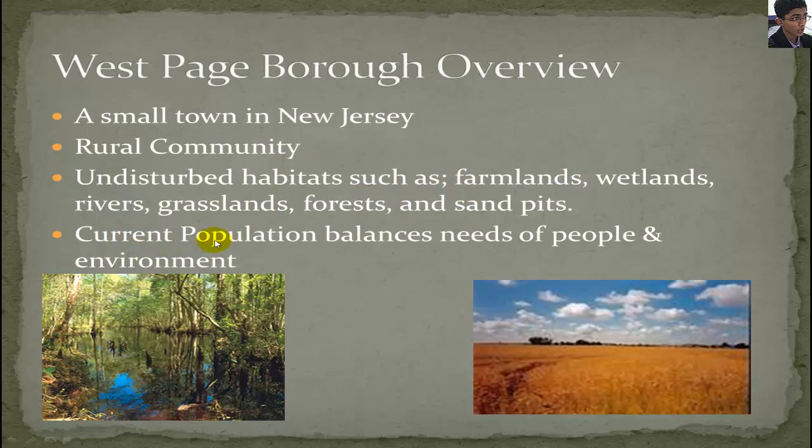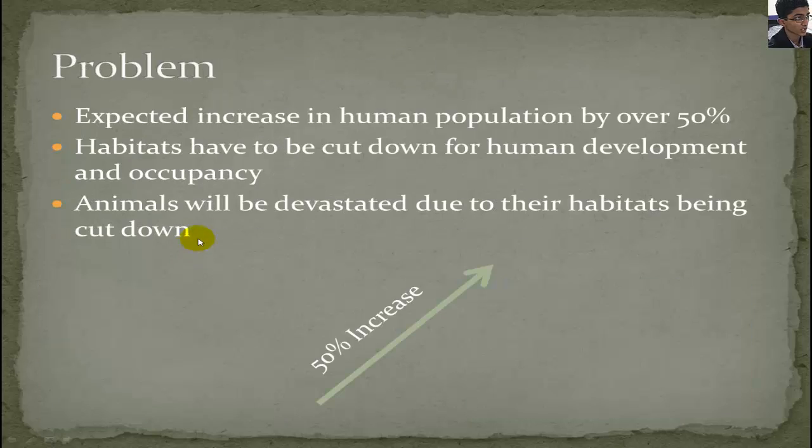And as you can see, the current population of West Page Borough balances the needs of the people as well as the environment. So what is the problem? Well, the expected problem is that there's an expected increase in human population by over 50%. And this means that habitats have to be cut down for human development and occupancy. And this can be a severe problem for many different animals that live in these habitats, due to the reason that their habitats are being cut down. And this can severely affect their populations. And so, by this 50% increase in population, we are no longer meeting the animals' needs. And there's an unbalance in people's needs as well as environmental needs.